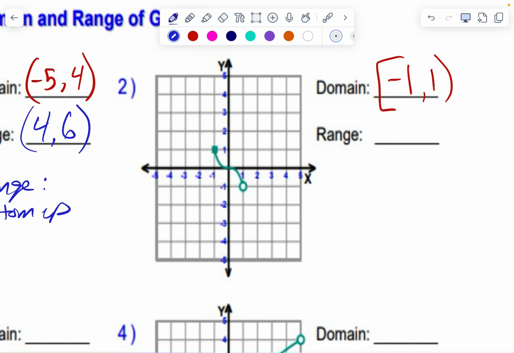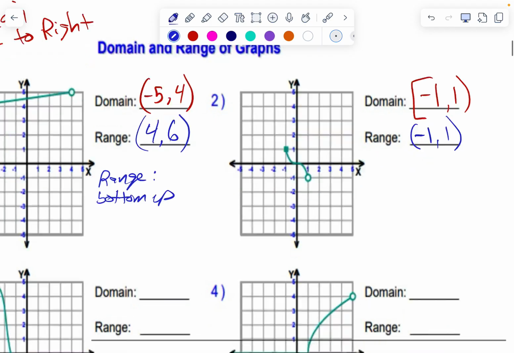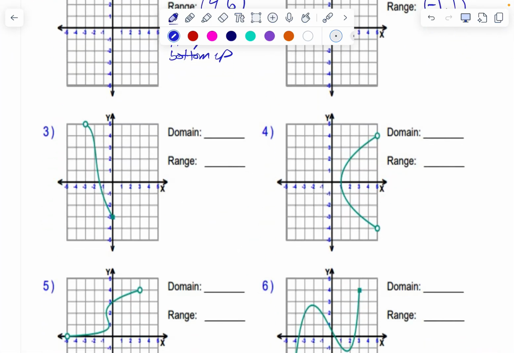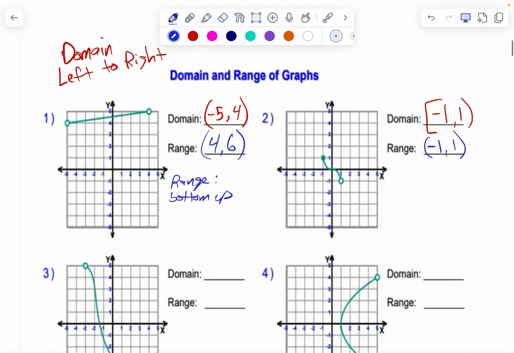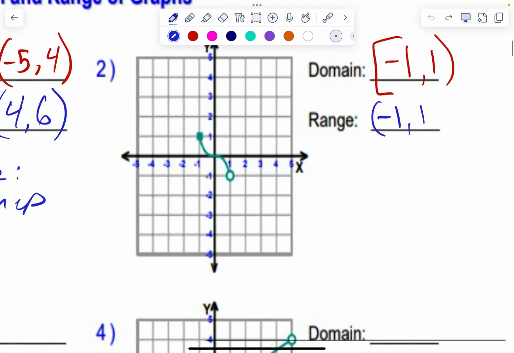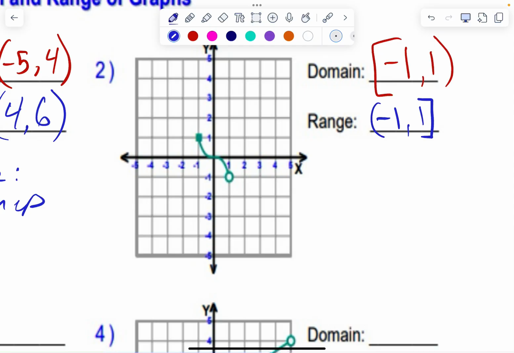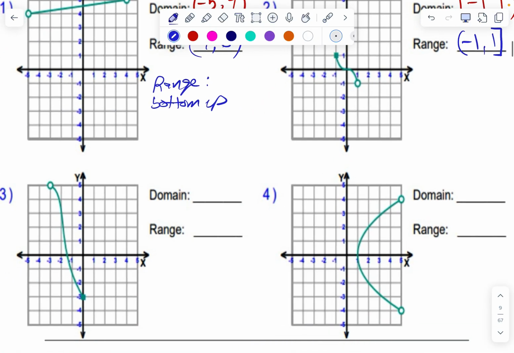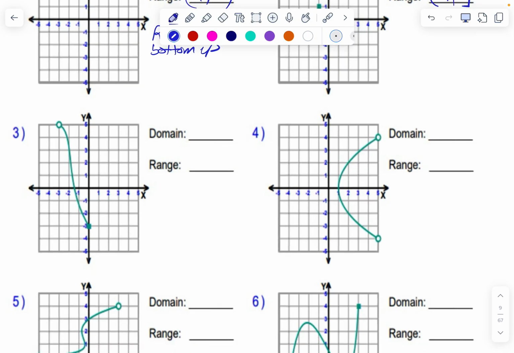All right, range. Scan from bottom up. Scanning. I hit a value at -1, but can it be -1? No, so parenthesis. Okay, keep scanning up to 1. Can it be 1? Yes. All right. I put a parenthesis, but it was supposed to be a bracket. Good job. Thank you. All right, do those real quick while I hand out this piece of paper.